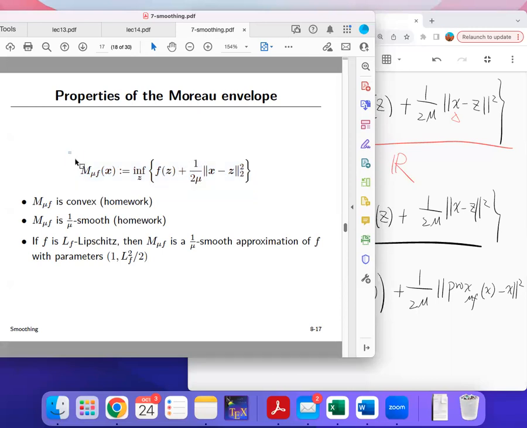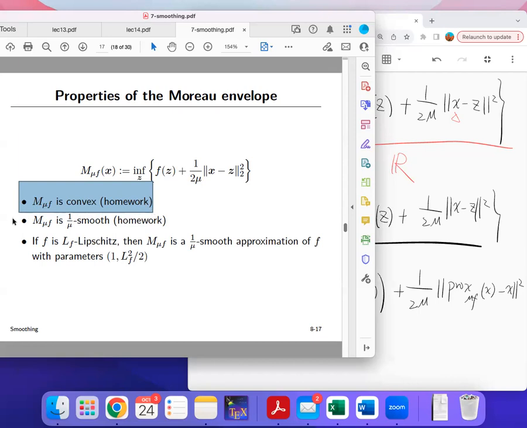First of all, this Moreau envelope is a convex function. Intuitively, inside, f is convex, and this is strongly convex. So we are taking the pointwise infimum over strongly convex functions. So it is guaranteed to be convex. We have some basic rules to guarantee that.